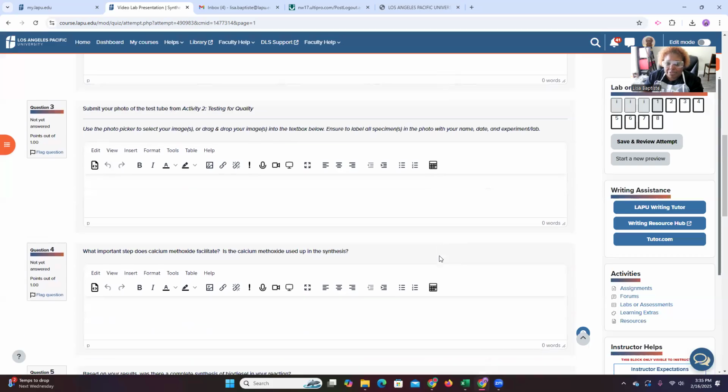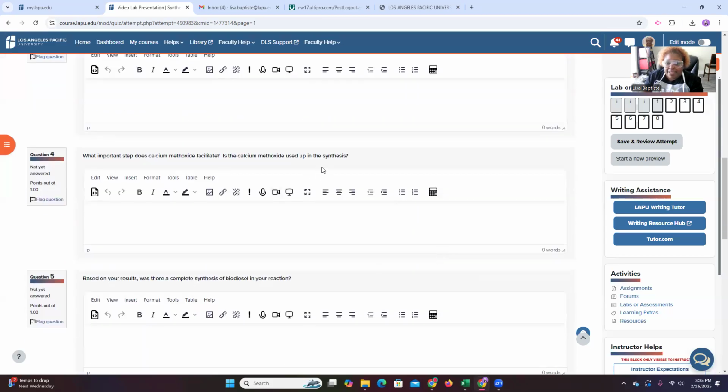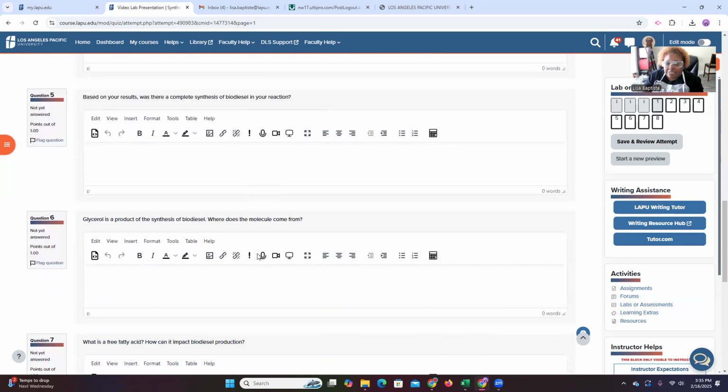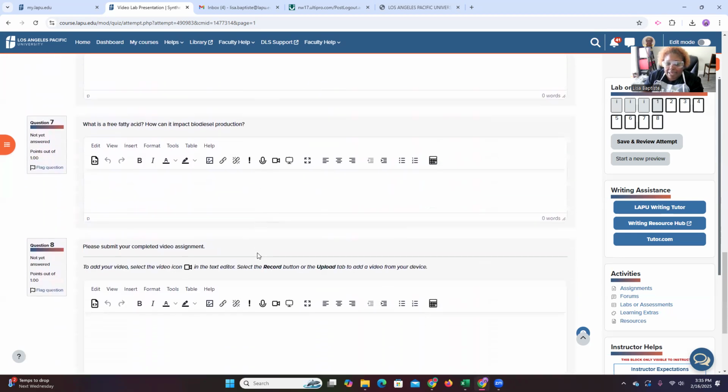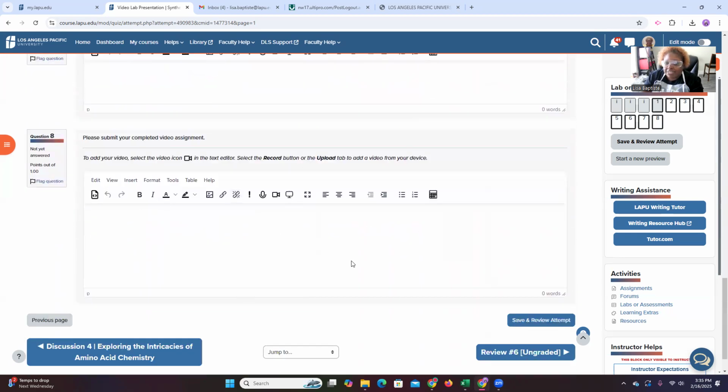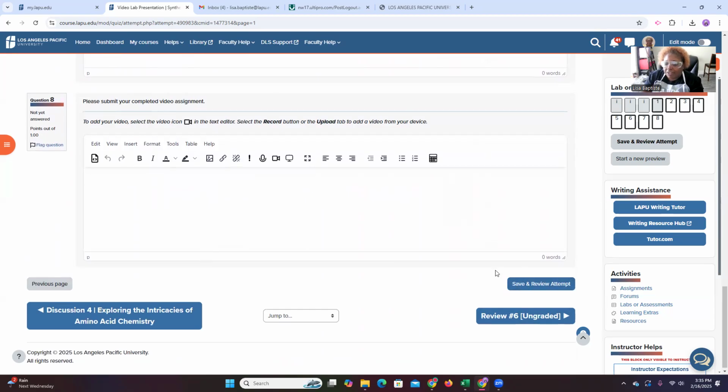So you want to drop some pictures in there. And then you want to answer these questions about the lab. And then your last question is where you put your video. Remember, with the videos, 2 to 3 minutes of you actually performing a portion of this lab. And then don't forget, save and review attempt. All right. So enjoy this lab and have a great day.